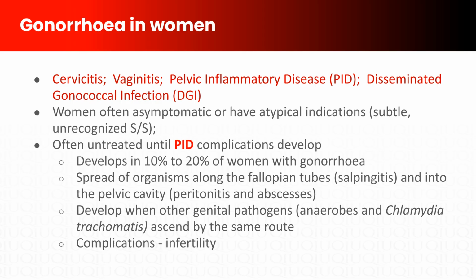This spread is facilitated by the fact that the female reproductive tract provides a continuous pathway from the external environment to the peritoneal cavity. PID often develops when other genital pathogens, particularly Chlamydia trachomatis and anaerobic bacteria, ascend along the same route, creating a polymicrobial infection. The gonococci may initiate the process, but other organisms contribute to the ongoing inflammation.